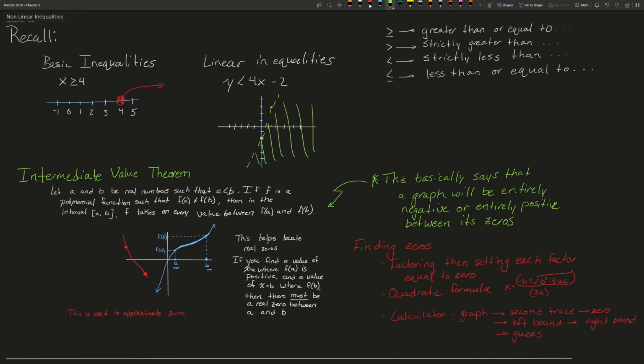The next thing to recall is a little bit more recent. It's the intermediate value theorem. What this entire thing basically says is that a graph will be entirely negative or entirely positive between its zeros. In order to find zeros, we need to be able to factor, we need to be able to use the quadratic formula, and we need to be able to use our calculator in order to find those. To use a calculator, first you must graph the equation, then you hit second trace, go to the 0 option, and then answer the questions that the calculator tells you.